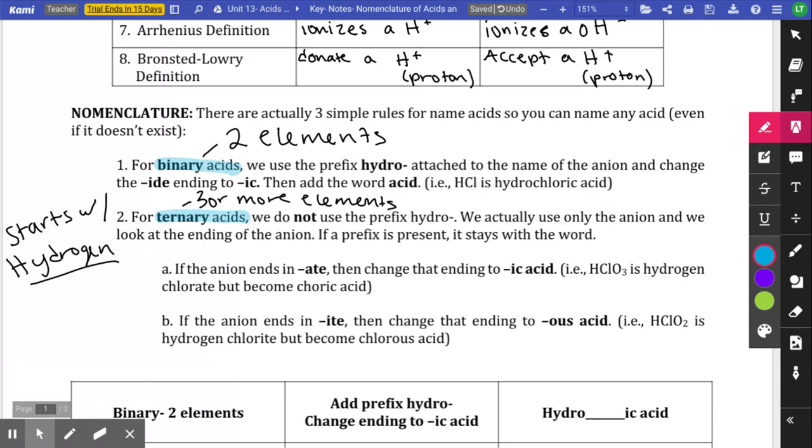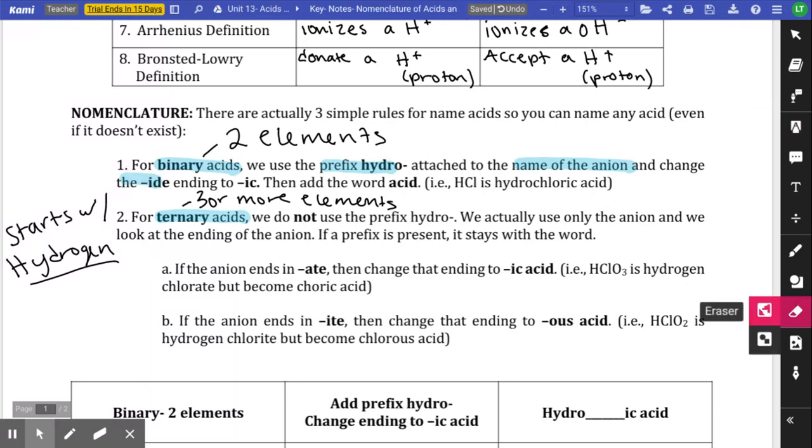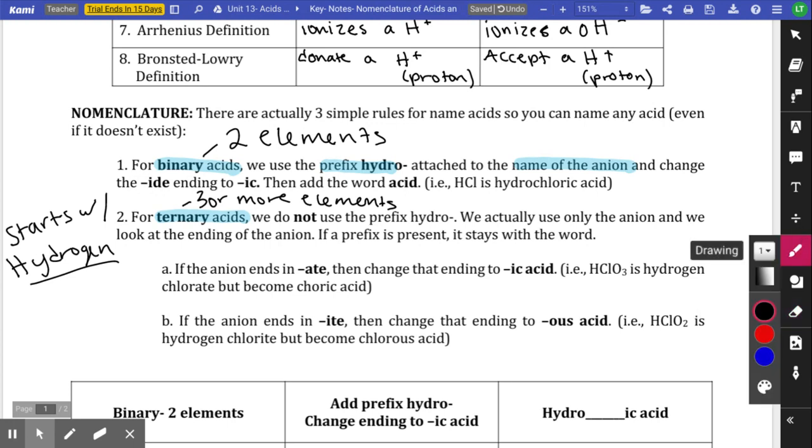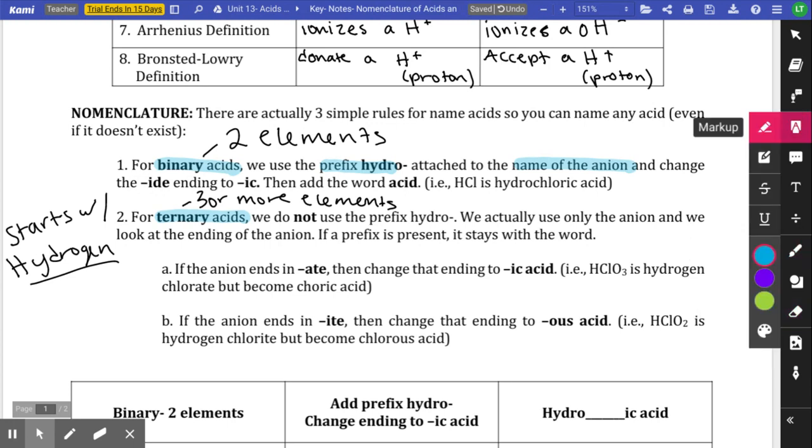If it's a binary acid, we are going to add the prefix hydro and then the name of your anion. Change the ending from ide to ic. And then add the word acid. Like HCl is hydrochloric acid.